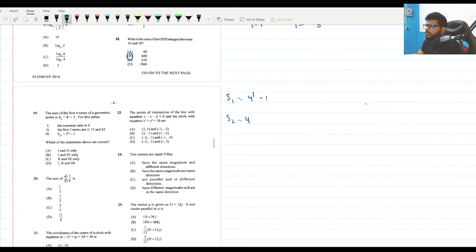S2 is 4 squared minus 1. S3 is 4 to the power 3 minus 1. 4 4s are 16, 16 minus 1 is 15. 16 times 4 is 64, 64 minus 1 is 63. So 2 is correct. This is correct. So 1 is not correct.